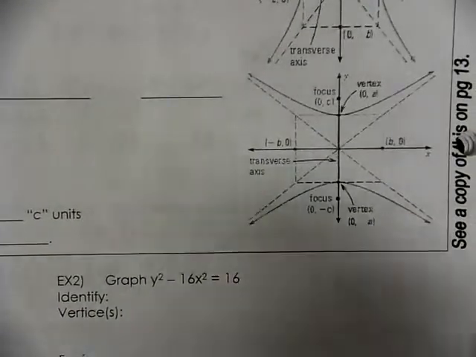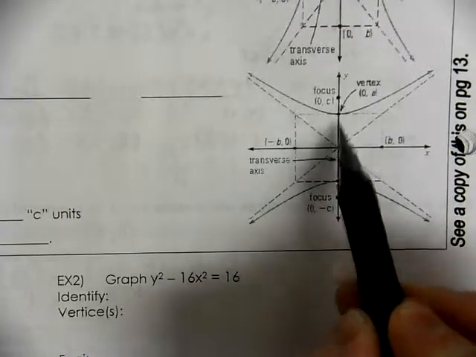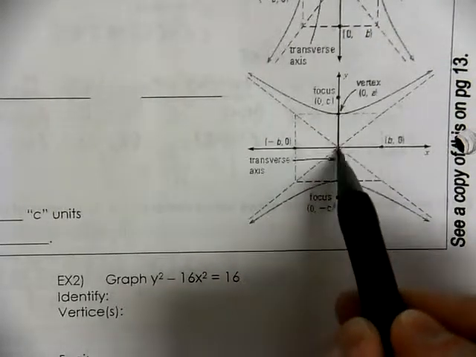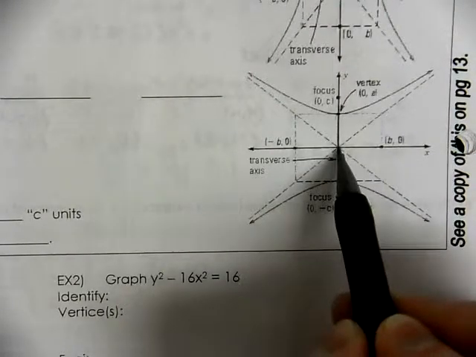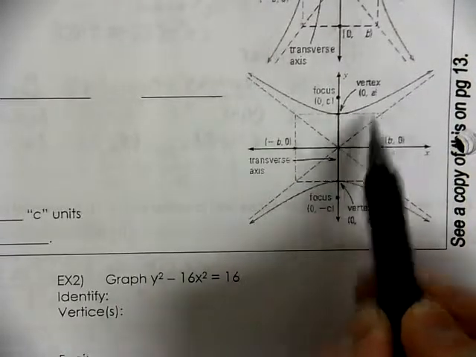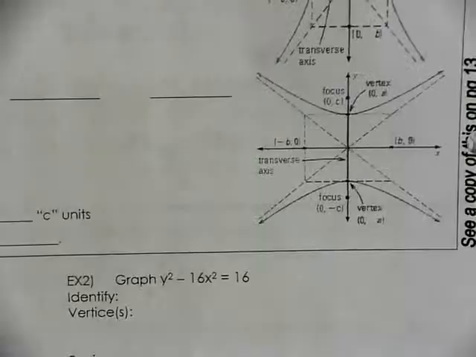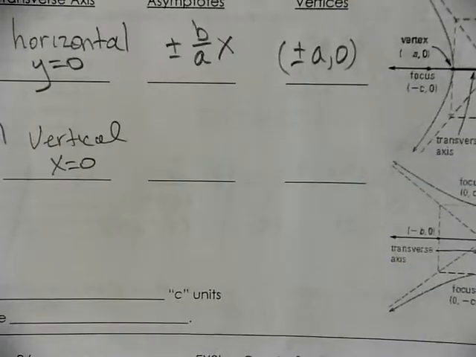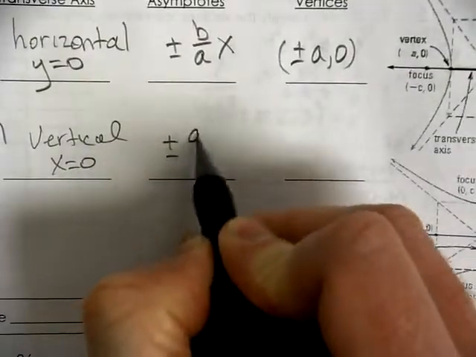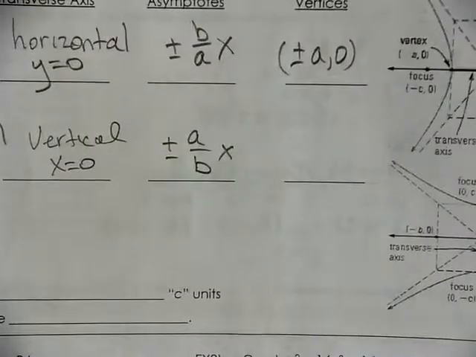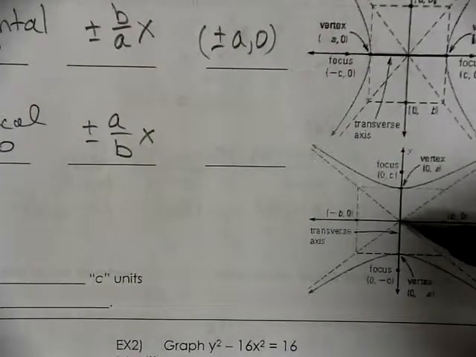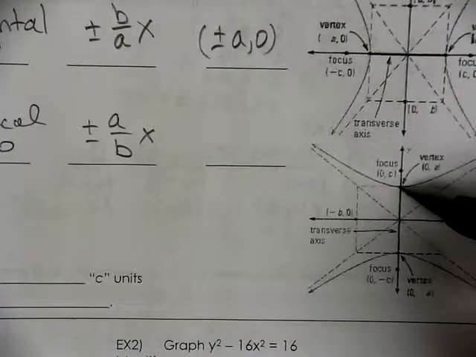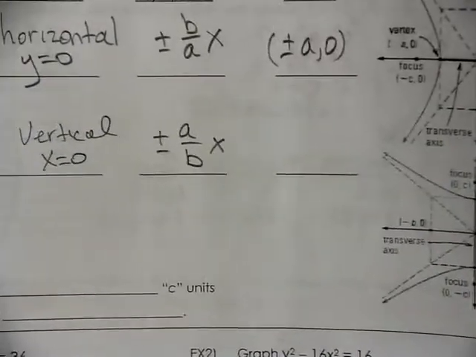And by looking here at the slopes, if the distance to the vertex is a value of a, then up is a and over is b. Up is a and over is b. Rise over run, a over b. The vertices are up and down. Looking at your picture, 0 for your x's, a for your y coordinate.